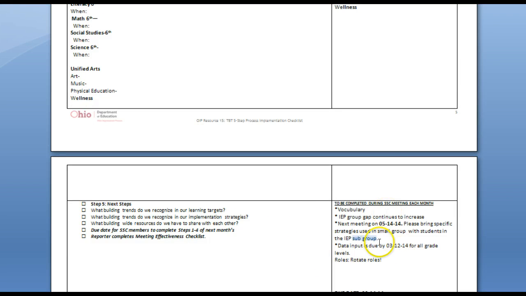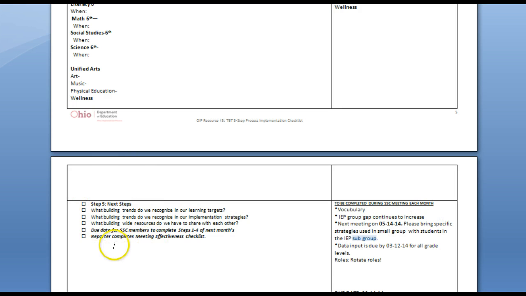In step 5, during the SSC BLT meeting, after each grade level has shared their information, the SSC team members are then discussing what trend do we see in the information that was shared by grade levels. What are some specific strategies that we can implement building-wide to ensure that these trends that we see, we're closing the achievement gap? It looks like in this building, they saw a trend with vocabulary. It looks like they're really going to be looking at their IEP students, and they saw that the IEP students gap continues to increase.